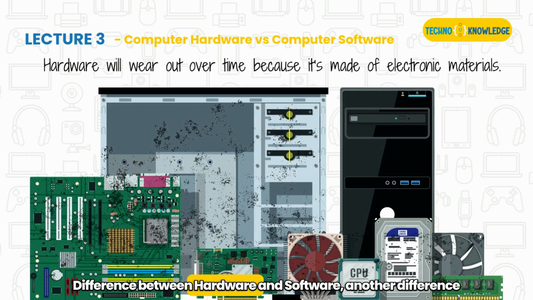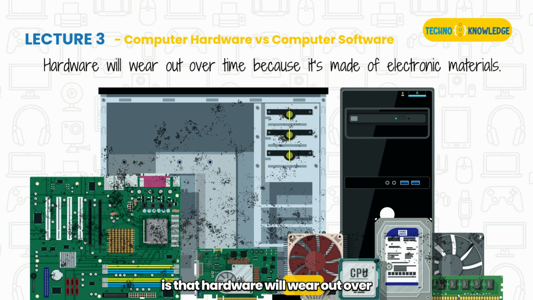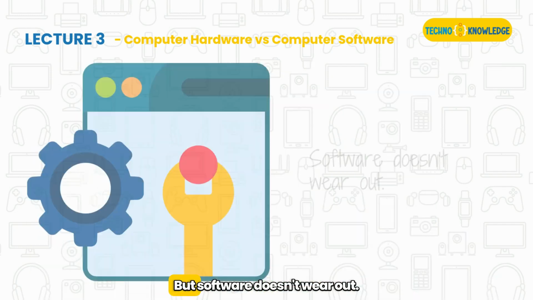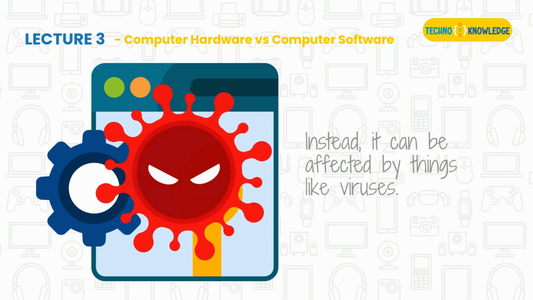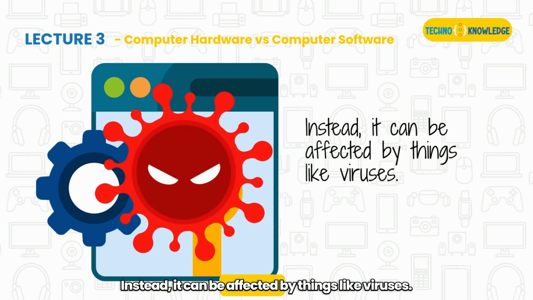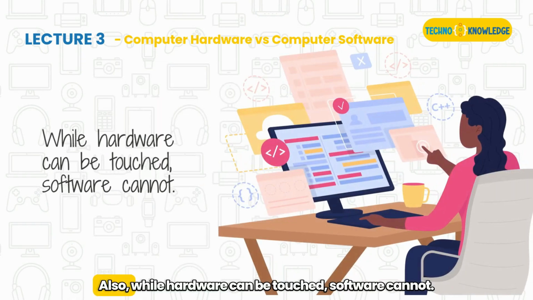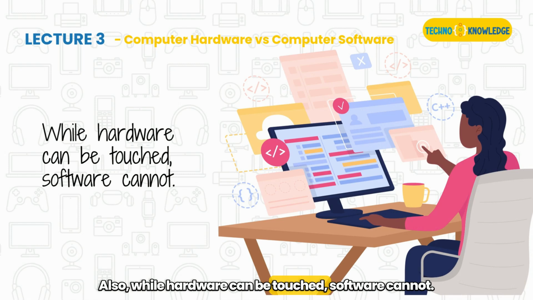Difference between hardware and software. Another difference is that hardware will wear out over time because it's made of electronic materials, but software doesn't wear out. Instead, it can be affected by things like viruses. Also, while hardware can be touched, software cannot.